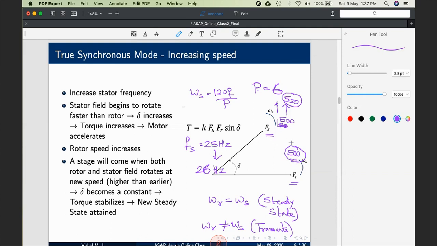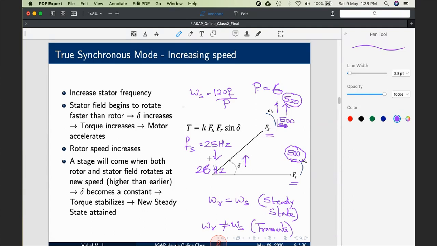Now the relative motion is not zero. We have plus 20 RPM relative motion, which means when the relative speed is 0, delta was a constant. When the relative speed is 20 RPM or a positive value, delta will increase. This you can visualize. This is rotating at 500. This is at a slightly higher speed, so it will move away from FR, which means delta is effectively increasing.